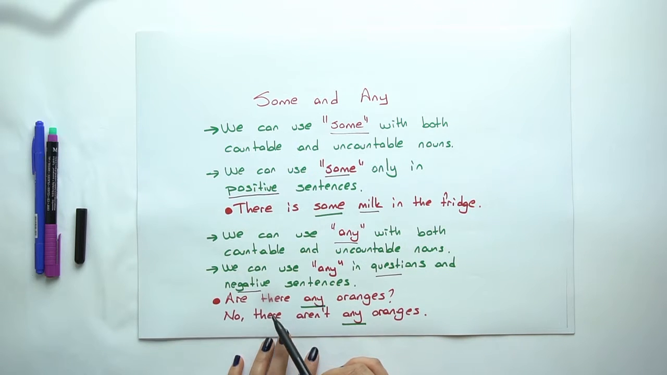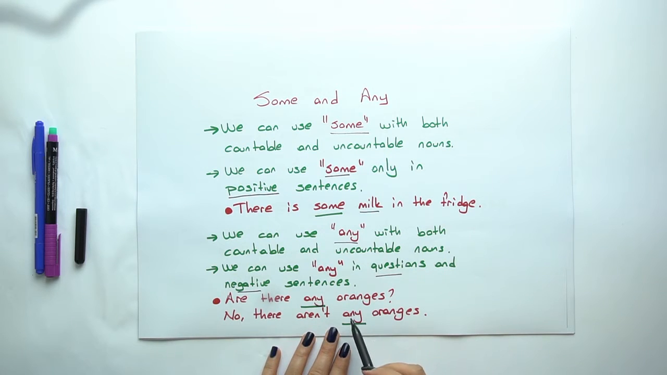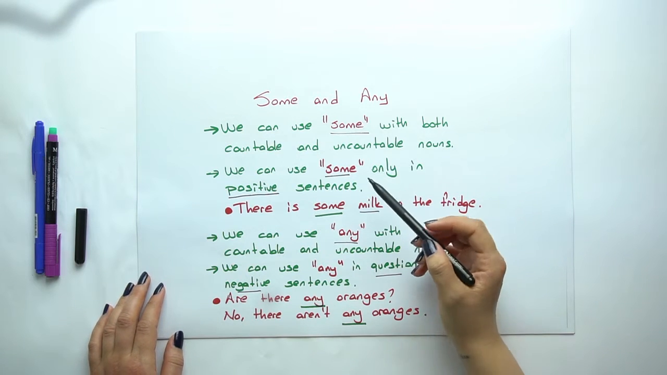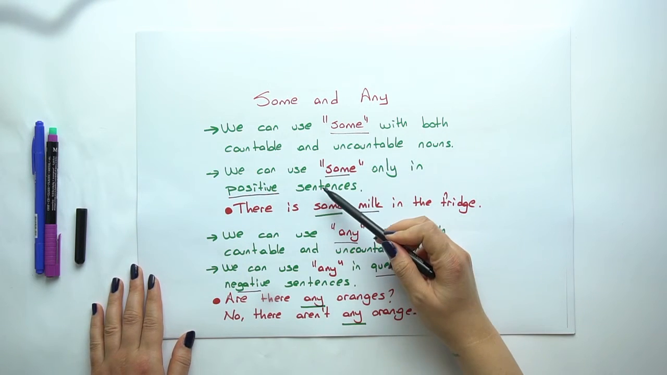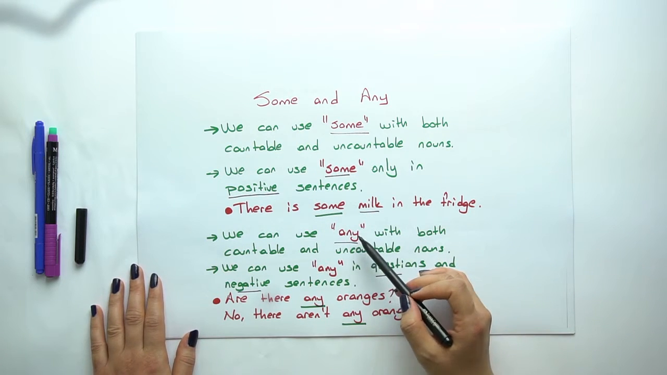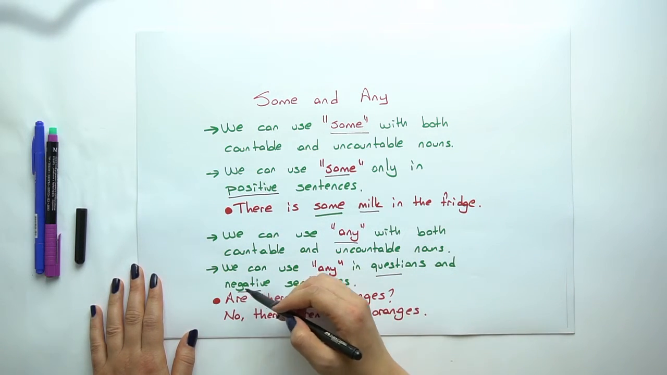Let's have a look at them. Are there any oranges? As you can see in the sentence, I use any in the question. And now, this is my answer to this question. No, there aren't any oranges. You can see that I use it in the negative one. So, when we use it in the negative sentence, okay, it has got a negative meaning. Alright? Remember, we can use some only in positive sentences, and we can use any only with questions and negative sentences.